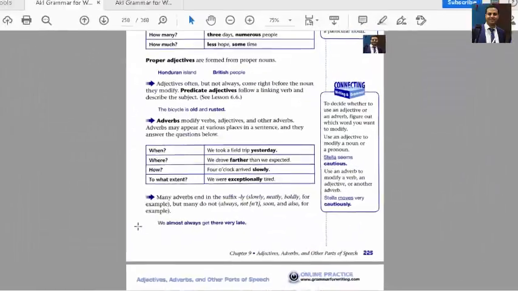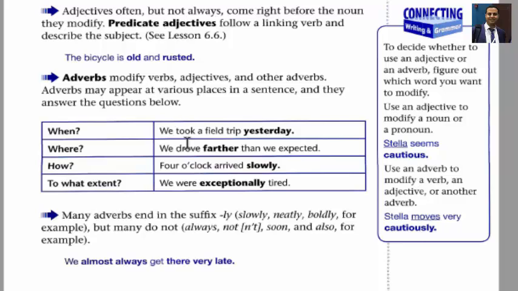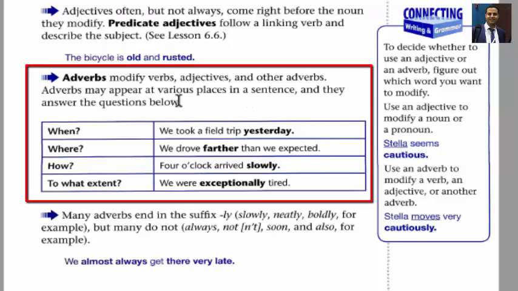Let's talk about adverbs. Adverbs modify verbs or adjectives or other adverbs. So they do one of these three things. They modify either verbs or adjectives or other adverbs. Adverbs may appear at various places in a sentence. They answer the questions when, where, how, or to what extent.